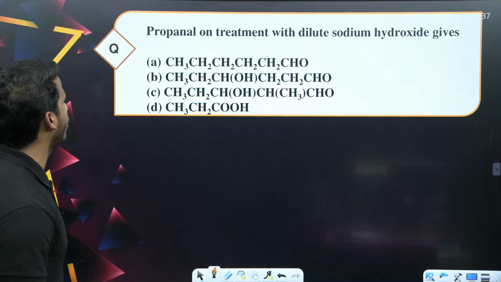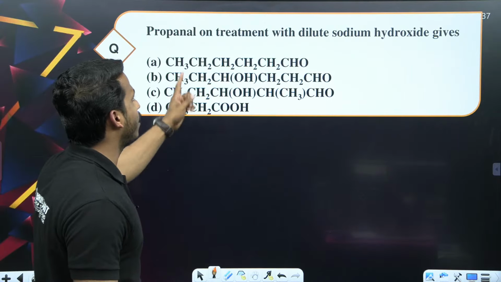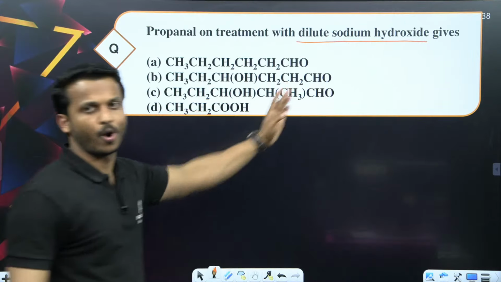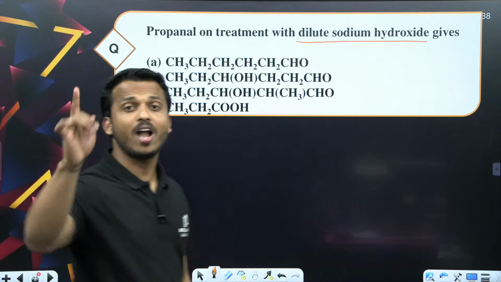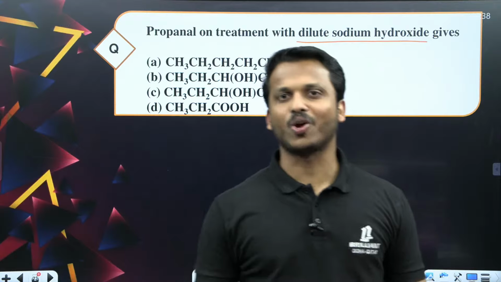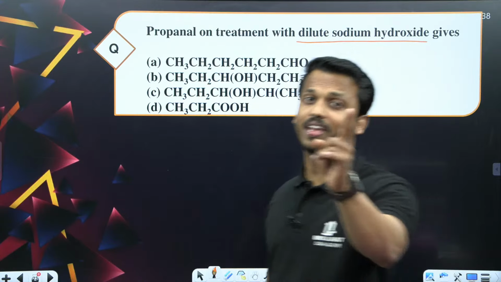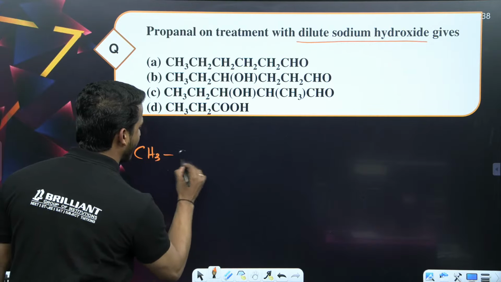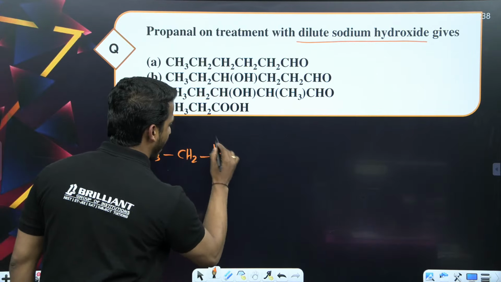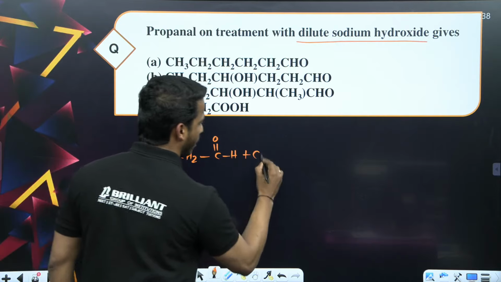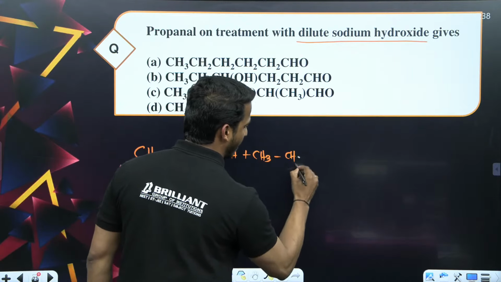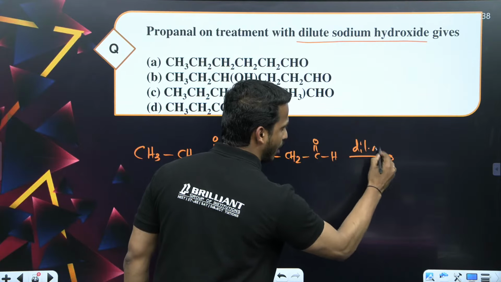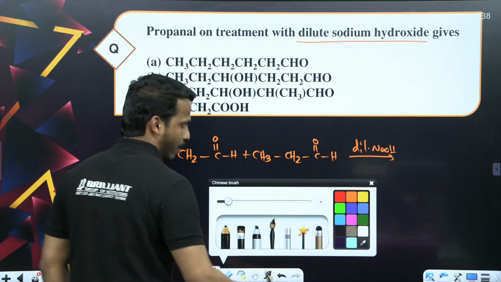Yes, next question for you. Propanal on treatment with dilute sodium hydroxide gives which product? This is again aldol condensation, because dilute alkali is given here. Propanal is the one. Let me do one from my side, and you do your side and give an answer very fast. This is propanal, another propanal, reacting with dilute NaOH.